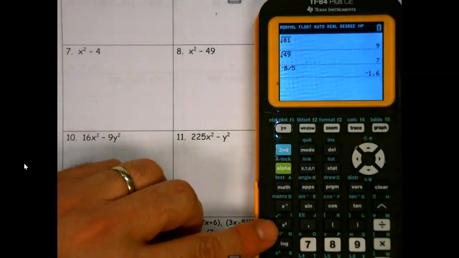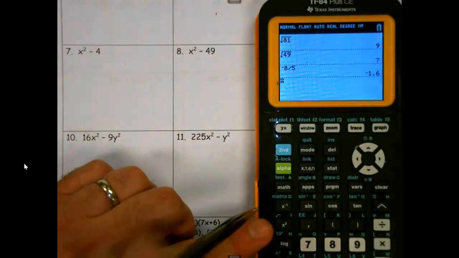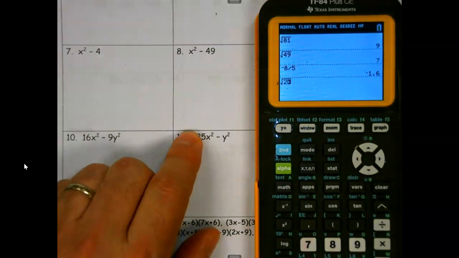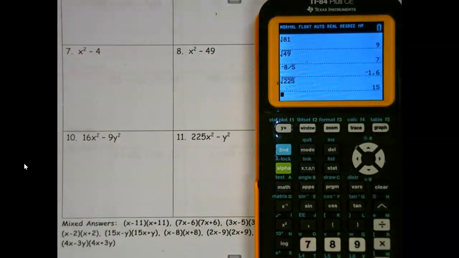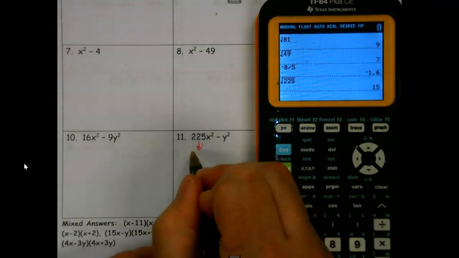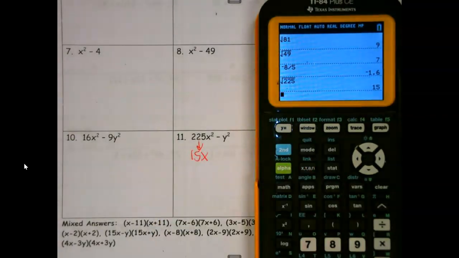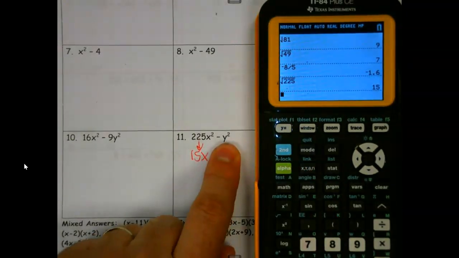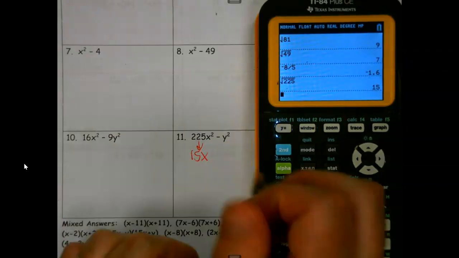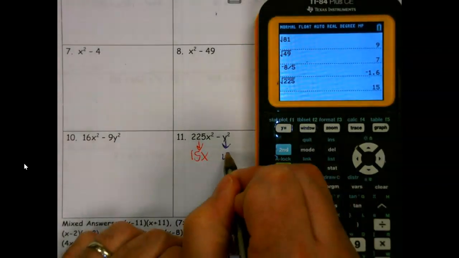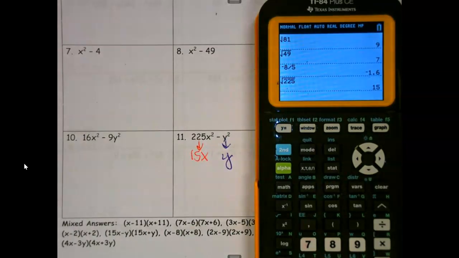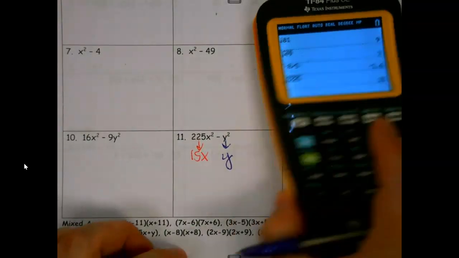Second, an x squared. There's my square root right there. 225. So that is going to be 15x. What's up with this being a variable, Hardy? That's not supposed to happen. Well, it can. Y times y is y squared. We can make this work still.